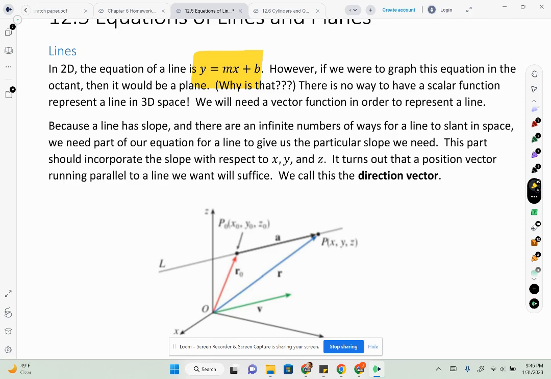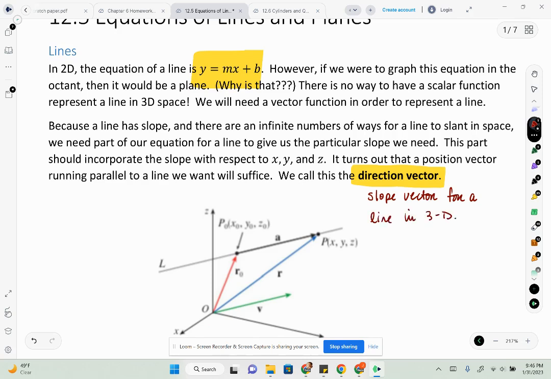So the vector that we're after is actually called the direction vector. And another name for it, you could honestly kind of call it the slope vector for a line in 3D. So we're going to need that vector. And the reason it's called a direction vector is because if you know the slope in the x direction, the y direction, and the z direction, you're going to have your line pointing in the right direction.